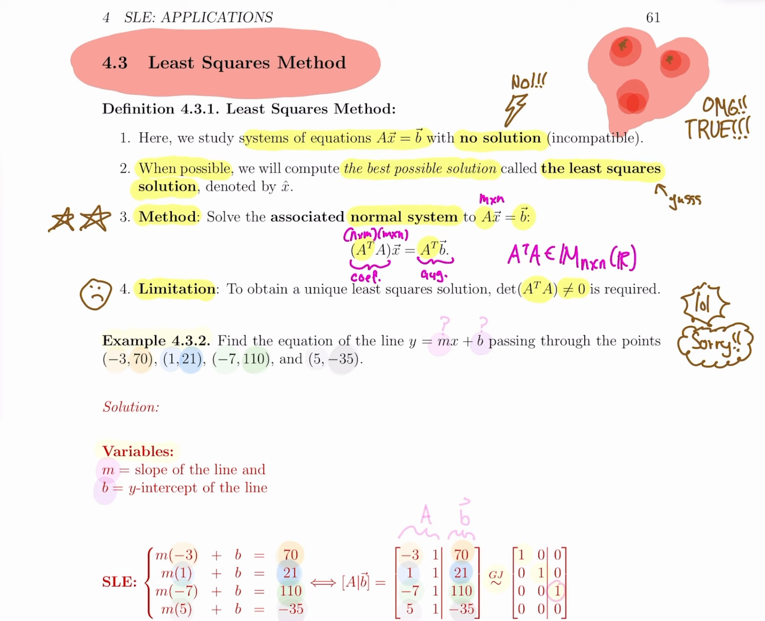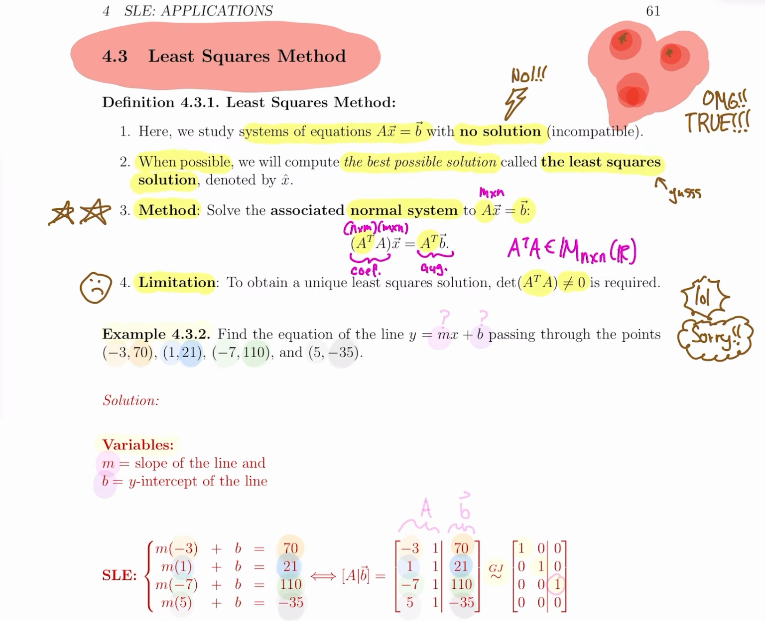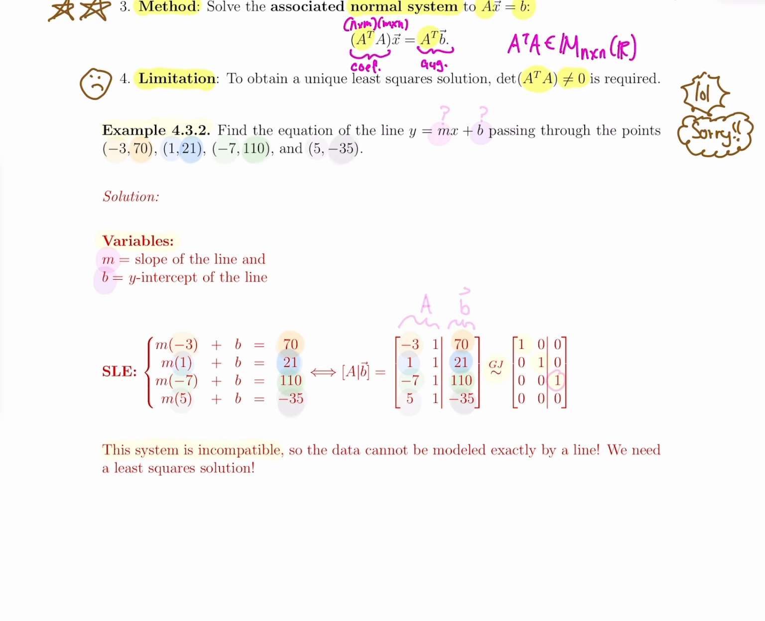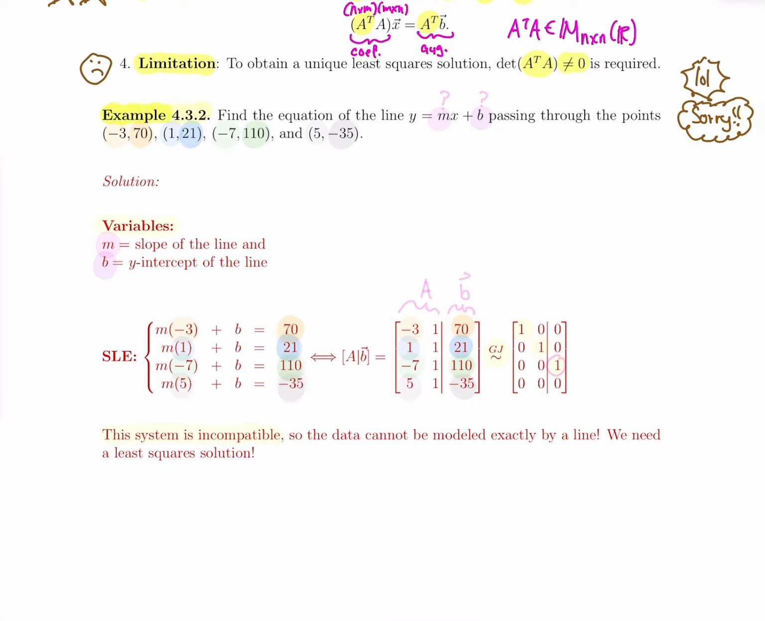All right, so let's look at our first example. Very classic example. We want to find the equation of the line y equal mx plus b. So here we're trying to find a line, so the unknowns are the slope and the y-intercept.